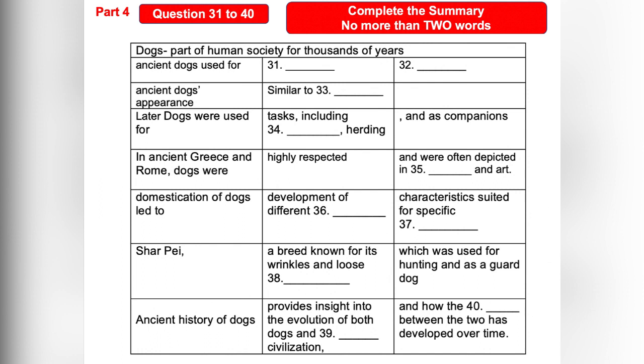The domestication of dogs also led to the development of different breeds, with specific characteristics suited for specific tasks. The ancient Chinese civilization, for example, developed the Shar Pei, a breed known for its wrinkles and loose skin, which was used for hunting and as a guard dog. In ancient Europe, the Mastiff was developed, which was known for its strength and size and was used as a war dog. While the humans did not initially gain any kind of benefit from this process, over time they would have developed some kind of symbiotic relationship with these animals, eventually evolving into the dogs we see today.